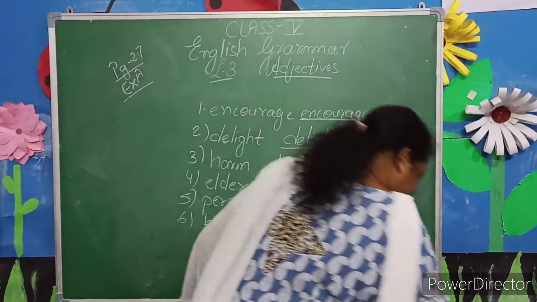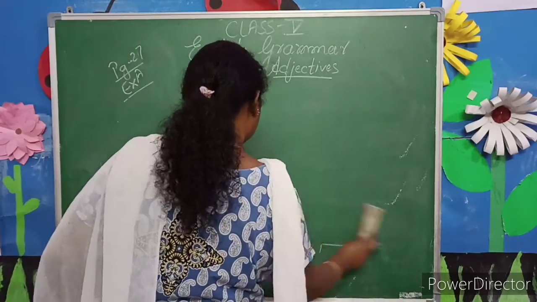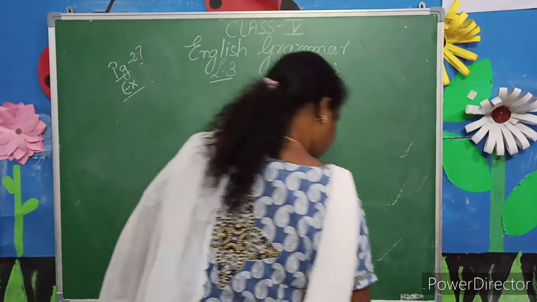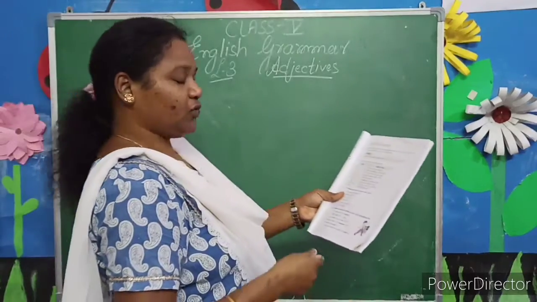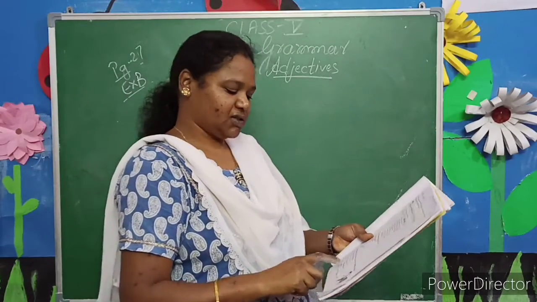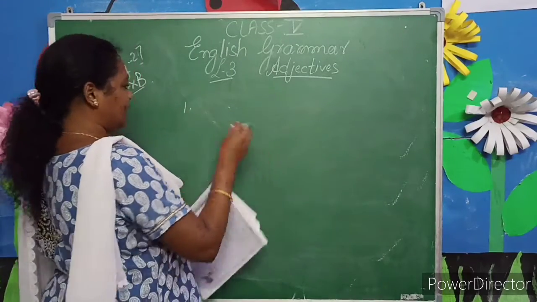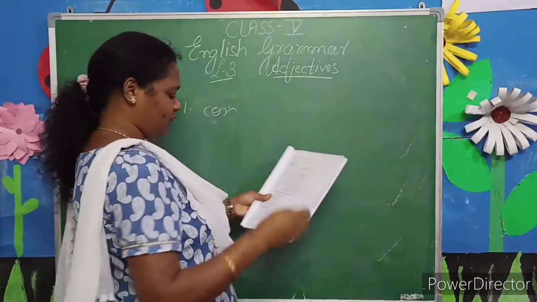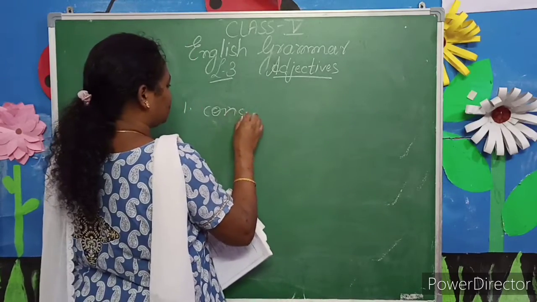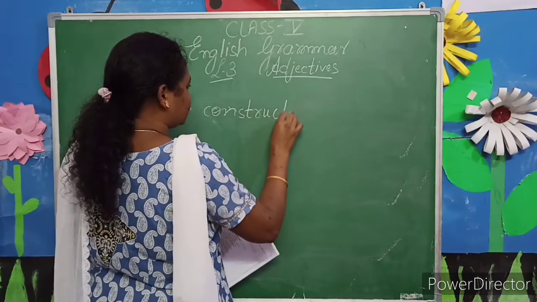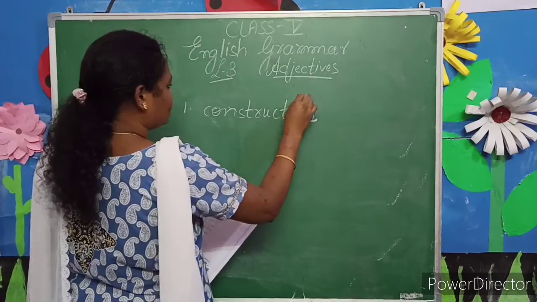Moving on to the next exercise, exercise B, on the same page. Here also we have to add the correct suffixes. First one: the building was under construction. They have given the word construct. So what do we have to add? Tion. Construction.